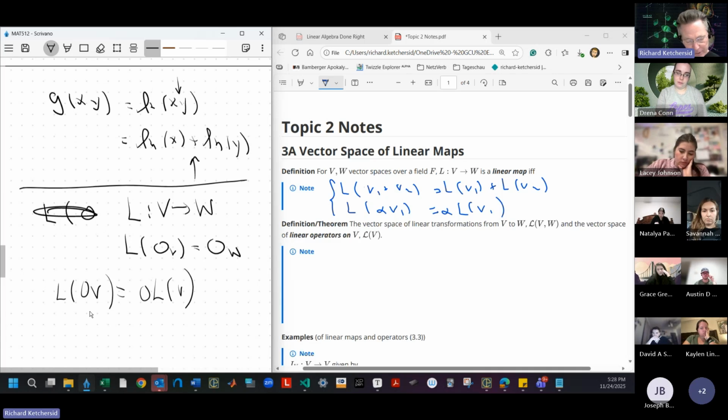Okay, but this 0 times V is the 0 of V, and this 0 times L of V is going to be the 0 of W, right? So the 0 also has to be preserved. It's also true that the inverses have to be preserved. Same kind of argument. So you don't have to show that the inverses are preserved. You don't have to show the 0 is preserved. You have to show these two things here.